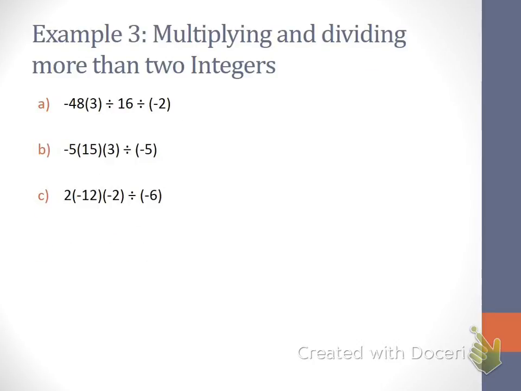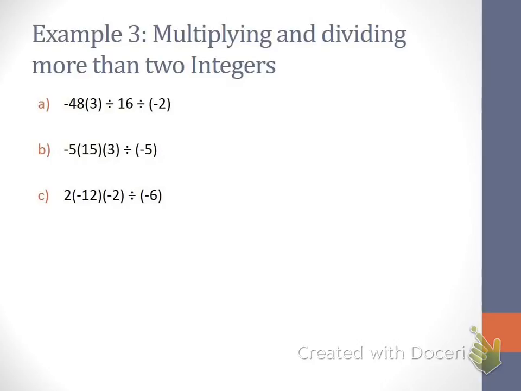Okay, now when I'm multiplying and dividing, I'm going to use my left to right rule, okay? So it's very similar to what we've been doing. We just need to multiply and divide left to right, and then we look at what the sign of our answer is going to be.